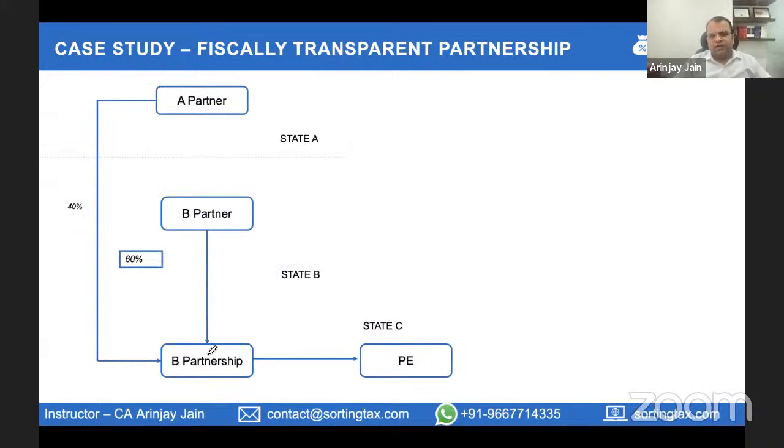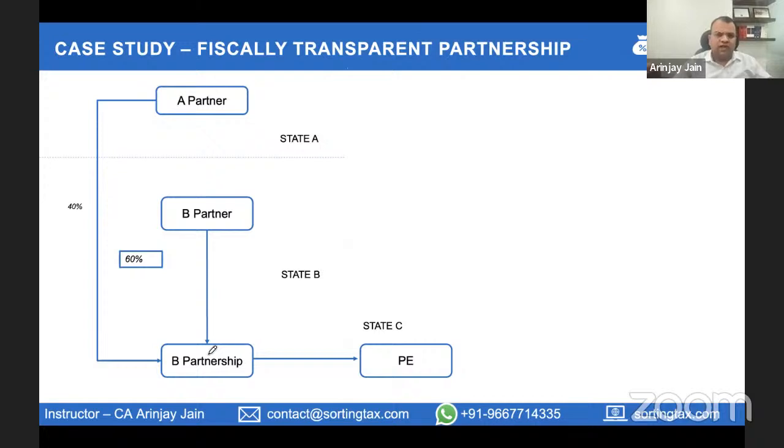Now, this example might not be relevant or of too much relevance for people who are actually working in India, because in India, partnerships are not treated as fiscally transparent, but it is nevertheless important in the international context, because a lot of tax planning is done through fiscally transparent partnerships also.